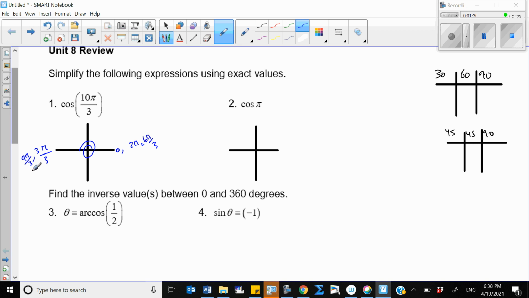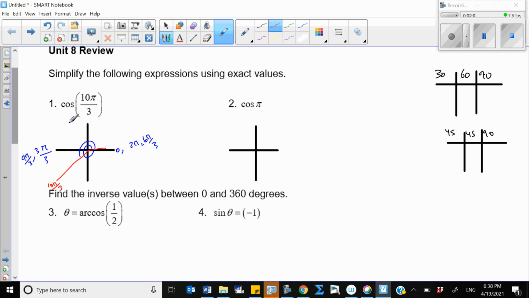So 9 pi over 3 is here. And of course, 10 pi over 3 is going to be just a little bit after that. So this is my angle. It starts from here, and we made one full circle, one half circle, and we reached here, 10 pi over 3. We found the angle. The angle is here.